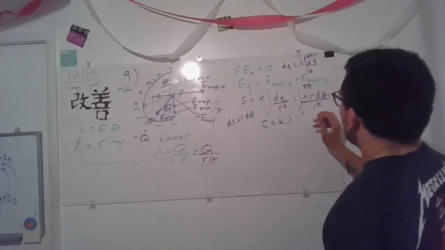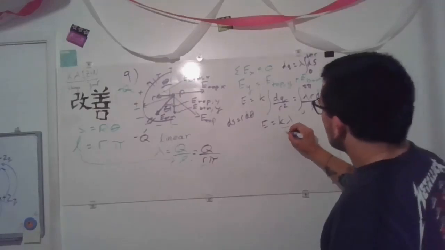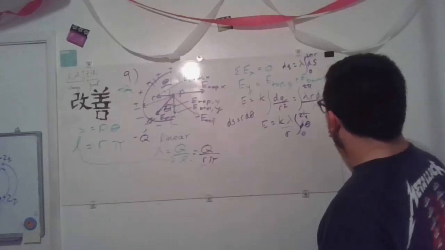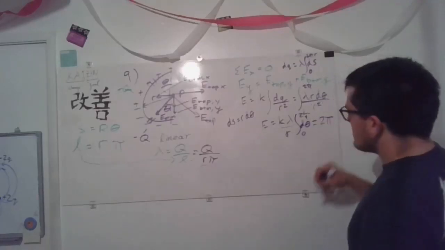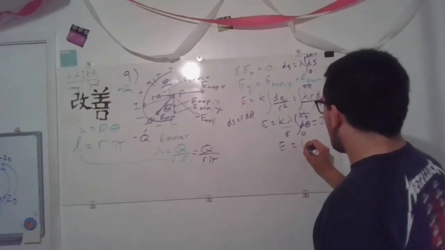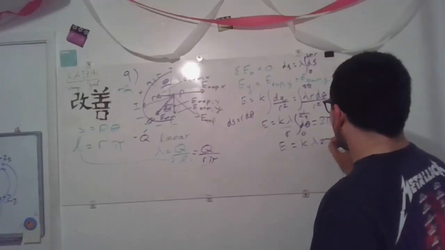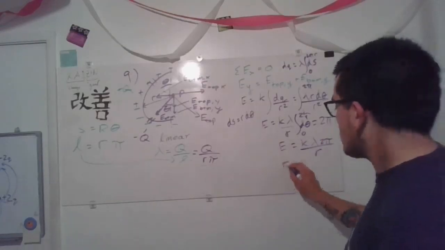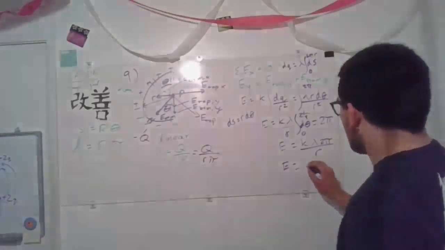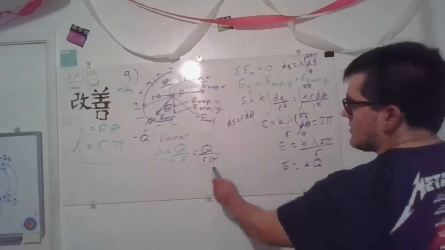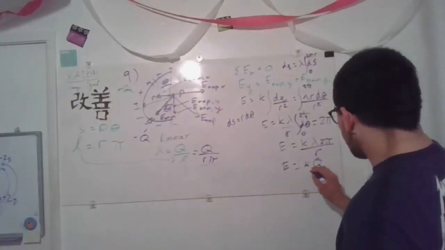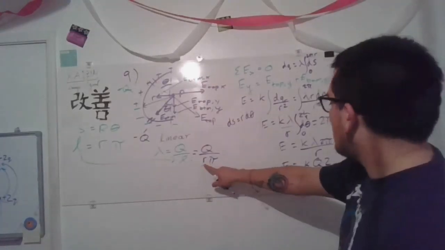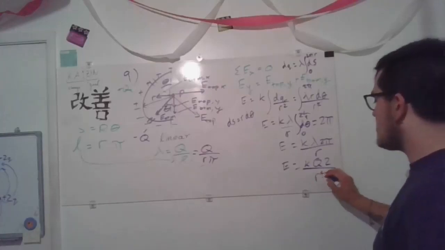So then now it's just going to be 0 to 2 pi of d theta, which is going to be 2 pi, obviously. And then you get E is K lambda times 2 pi over R. Now I need to plug in my lambda, which is right here. K, Q. Notice this pi and this pi will cancel. So I'll be left with a 2. And then I have an r here and an r here, so I have it squared.